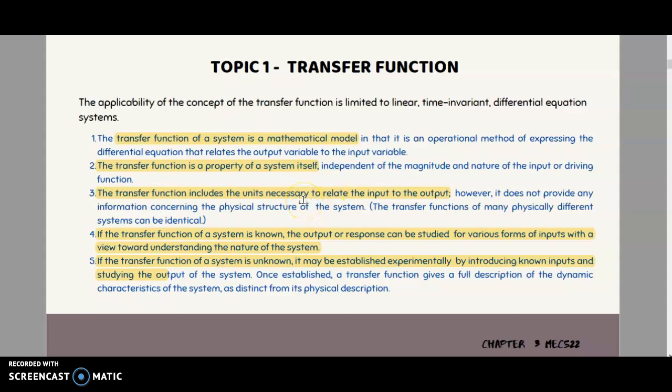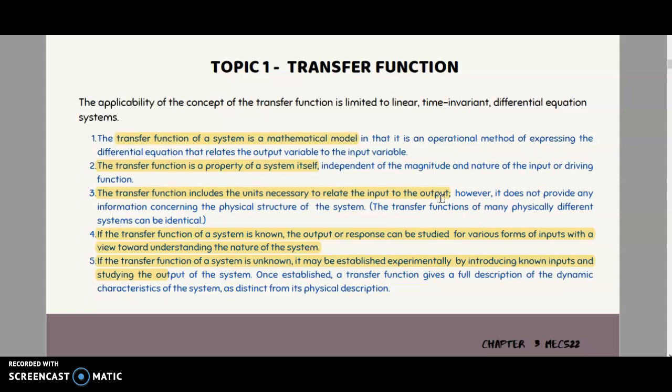And then the transfer function includes the unit necessary to relate the input to the output. Basically, the unit of the transfer function depends on the input and output. For example, electromechanical: angular speed divided by voltage, so that is its unit. It depends; some systems are unitless, some have units, but usually they have units.